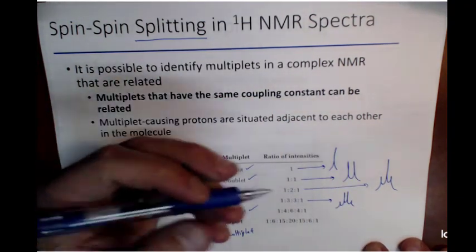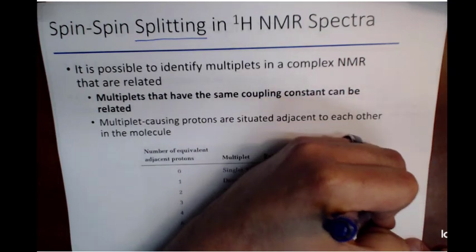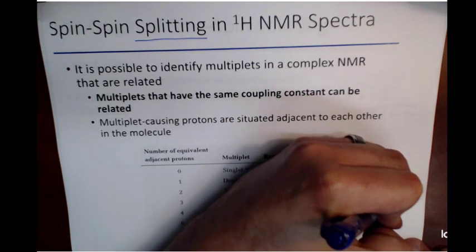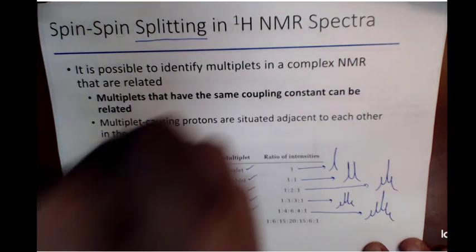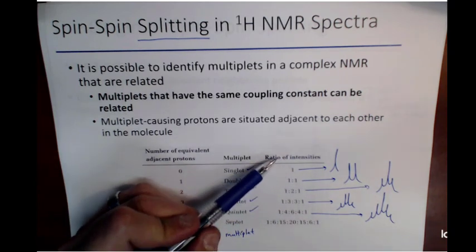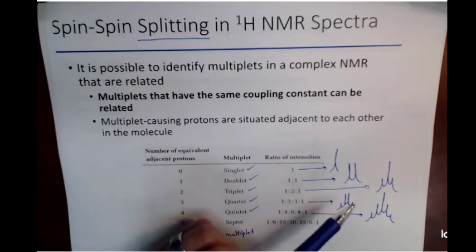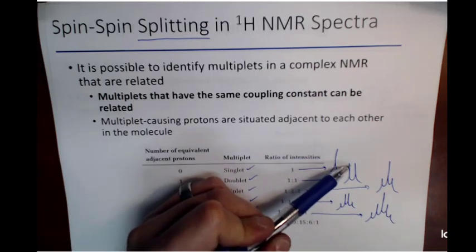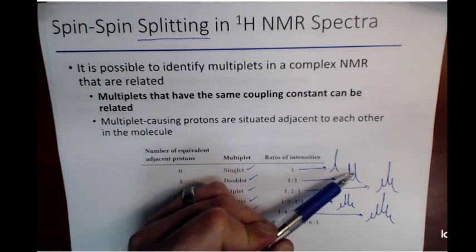All right, and then a quintet. 1, 2, 3, 4, 5. All right. Now, something that I do want to draw your attention to here in our doublet, triplet, quartet, quintet, right? You see the ratio of intensities here. You notice that there's some symmetry here, right? In a doublet, those two peaks are approximately the same height.